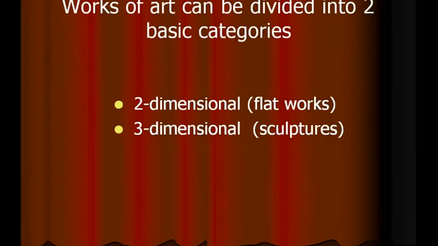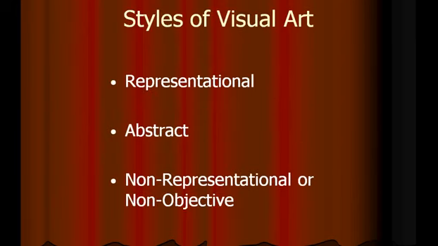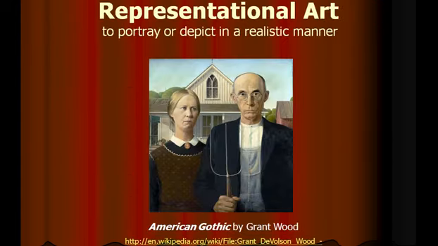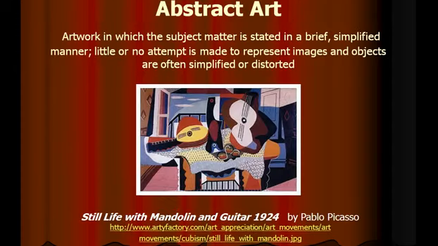Works of art can be divided into two basic categories: two-dimensional art or flat works, and three-dimensional art or sculptures. Styles of visual art include representational, abstract, and non-representational or non-objective. Representational art is used to portray or depict in a realistic manner.